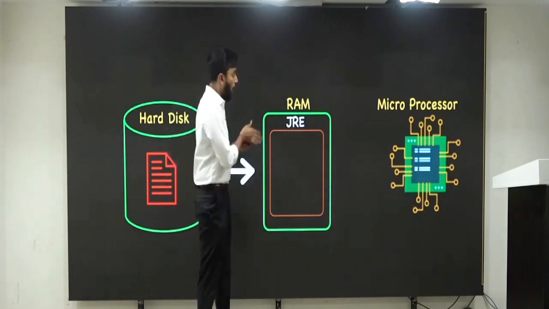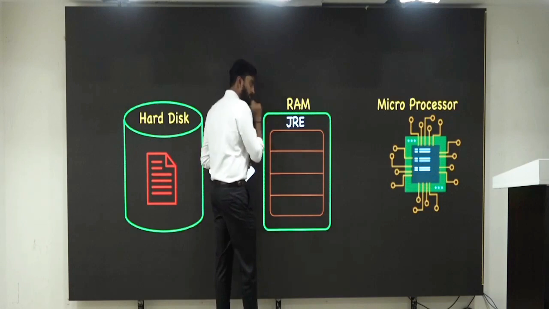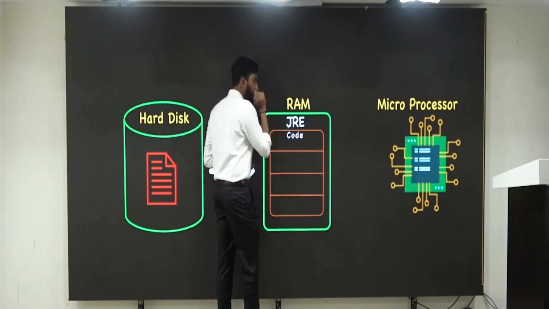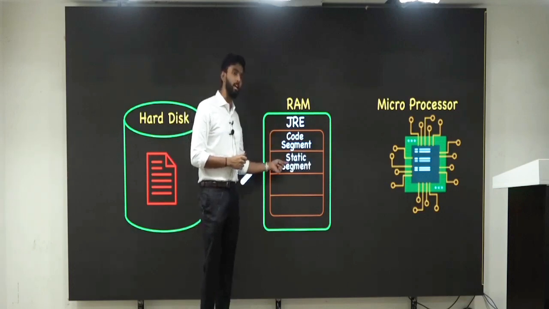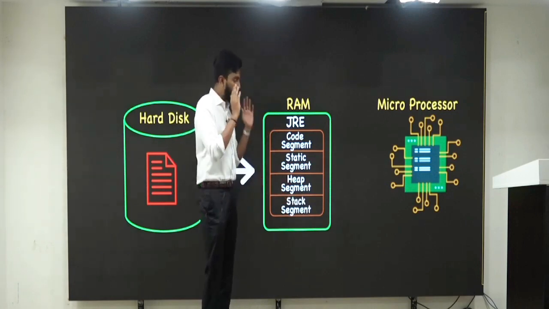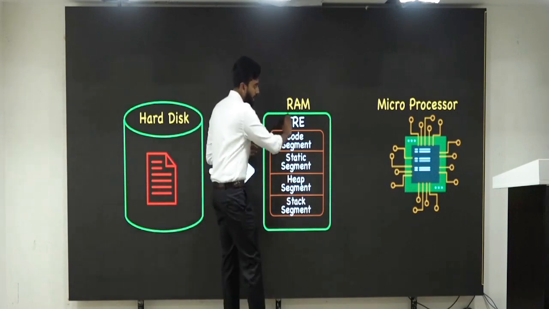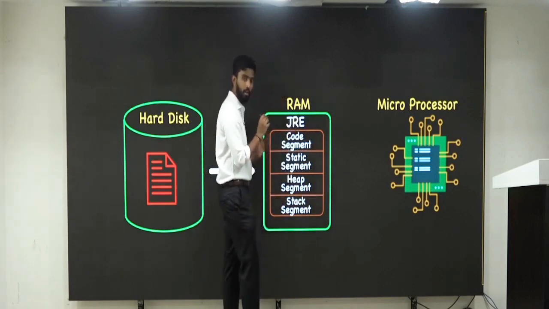Yesterday I told you JRE is further divided into four parts. What is the name, if you ask me? Code segment. Second part is called static segment. Third part is called heap segment. Fourth part is called stack segment. Now, we are going to understand Java from the perspective of these memory segments. Clear till here? Let's begin.